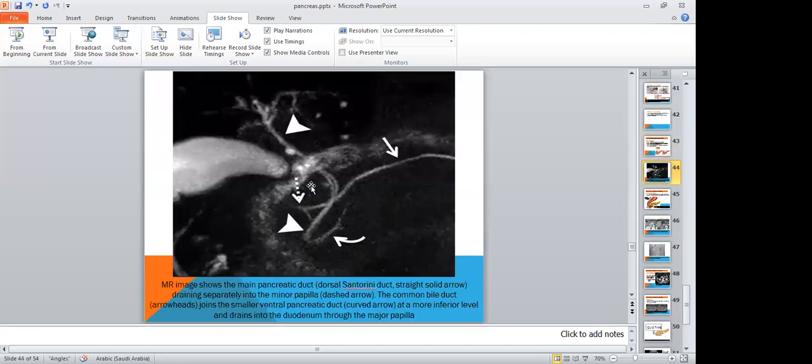This is an MR image, shows the main pancreatic duct, the dorsal Santorini duct. This is the dorsal Santorini duct, draining separately into the minor papilla, while the common bile duct joins the smaller ventral pancreatic duct at a more inferior level and drains into the duodenum through the major papilla.